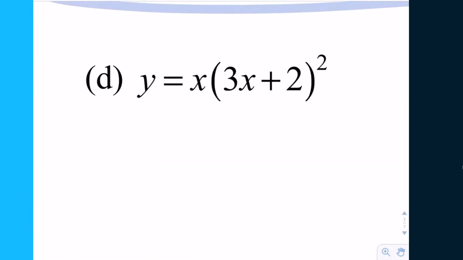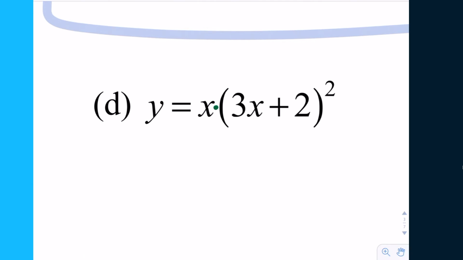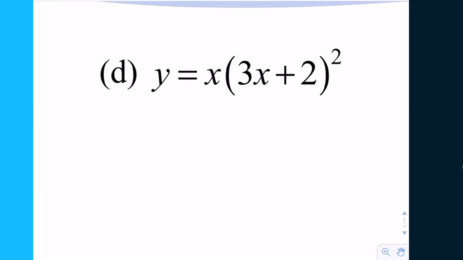How about this one here? We've got y equals x times the quantity 3x plus 2, squared. There will be a way to take the derivative of this in the future as it sits. But right now, it sits as a product of two functions, and this is a composite function on the second factor. You have not just x squared, you have blob squared. So this would later require two different rules.